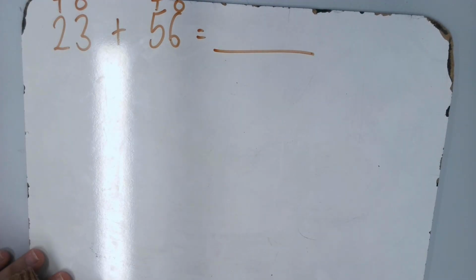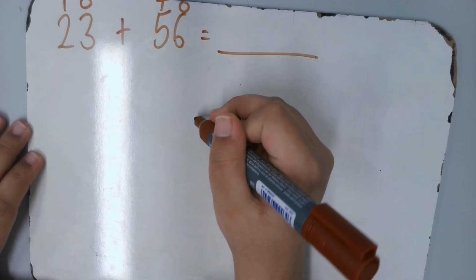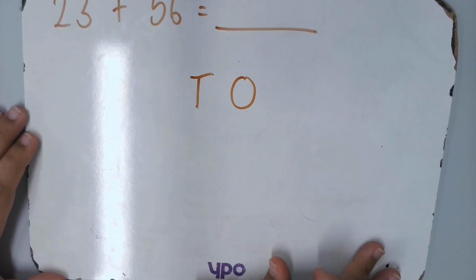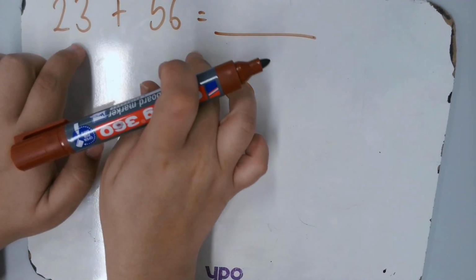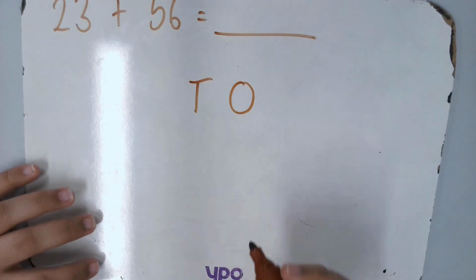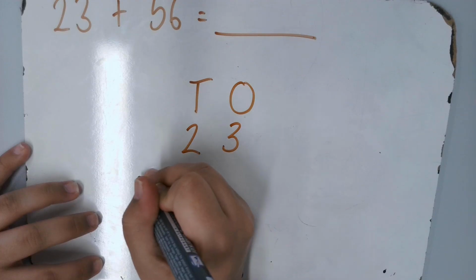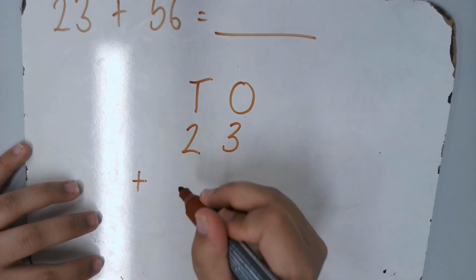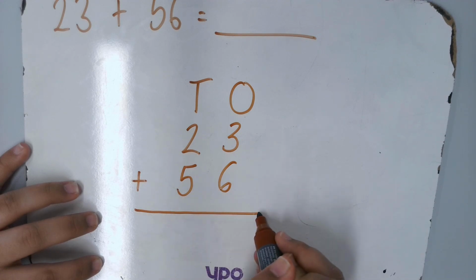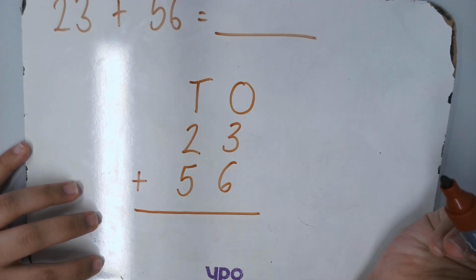Okay, now that I've done that, I can actually arrange this in a certain way. I'm going to put my tens and my ones just up there. And I'm going to stack the numbers up so I can add them. So 23, 2 tens, 3 ones, and I'm adding 56, 5 tens, 6 ones. I'm going to draw my line, and now I can add my ones and then add my tens.